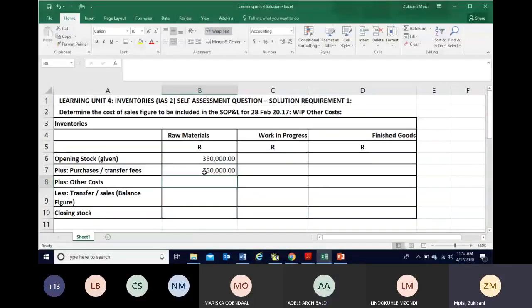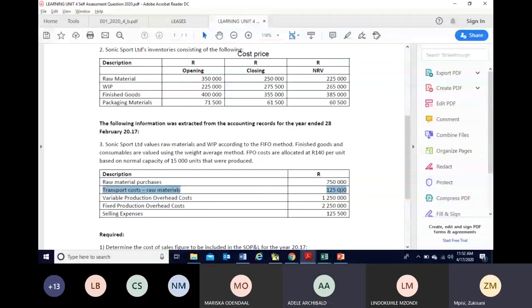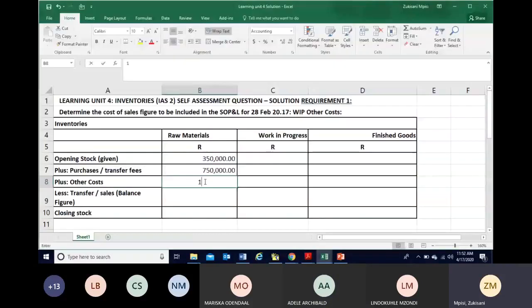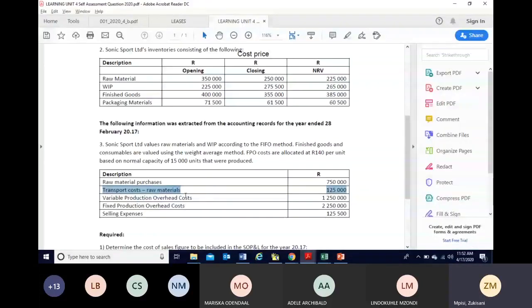Other costs, do we have any other costs? We look here on the information again. We are told that transport costs for raw materials are 125,000. This means all costs to bring the inventory, or the raw materials in this case, to its location and condition. So if we had things such as insurance costs, we would also put them there, 125,000. Anything else about raw materials mentioned here? No, nothing else is mentioned about raw materials. We are also given a closing figure for raw materials as 250,000.